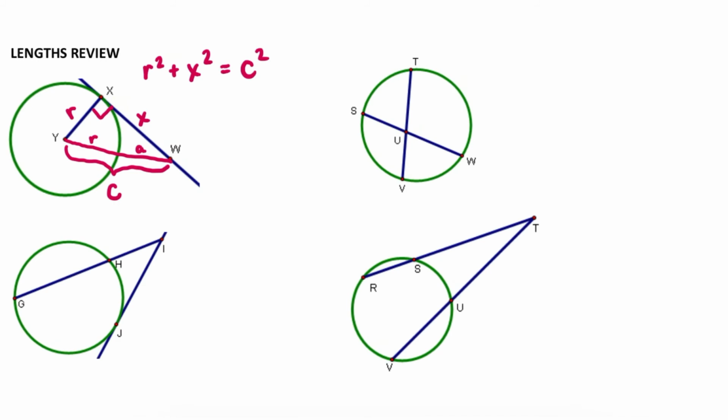Here I've got two chords that are intersecting. Maybe we'll label them as A and B and C and D. So those little chunks of those chords, the A times the B always equals the C times the D.